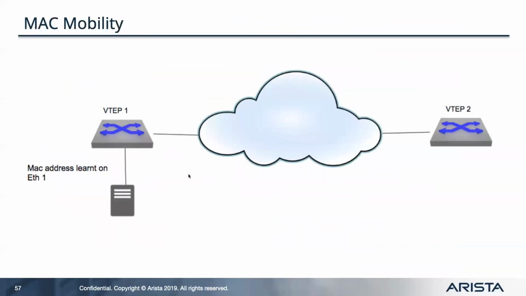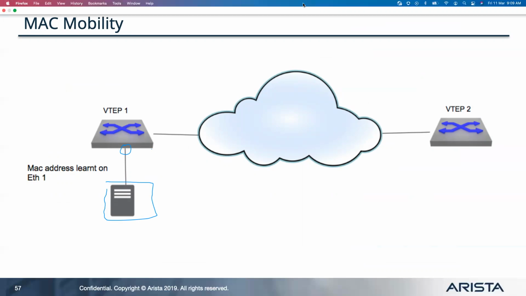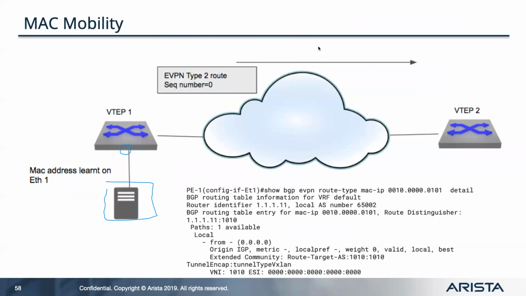Okay, so now next is MAC mobility. Let's say we have this particular host connected to VTAP 1, and it has learned the MAC address locally on ET1. Now we'll generate a type 2 EVPN route for that MAC with sequence number 0, because this is the first time. As soon as the MAC is learned, we generate a type 2 route for the MAC and send that out. There is no sequence number field added here.